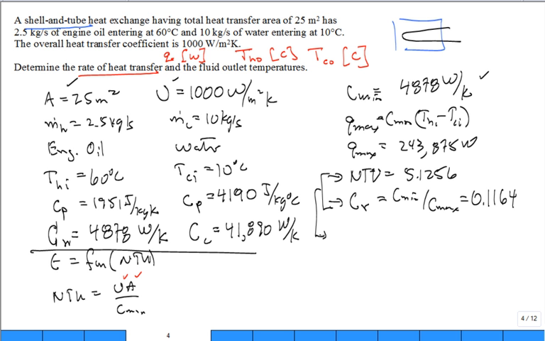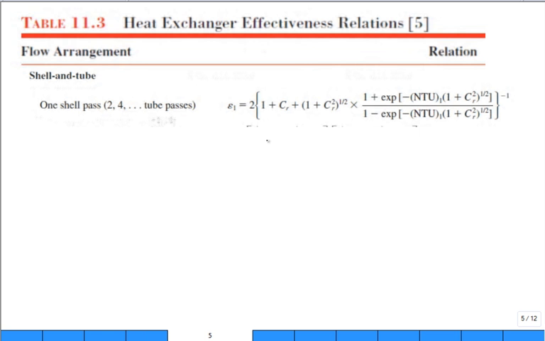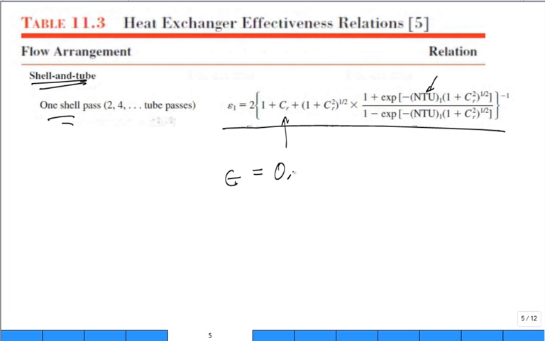I can get the effectiveness either graphically, if I have that available to me. It's not going to be that accurate. Or I can get it with an equation. So we have a shell and tube. I'll assume it's one shell pass. They didn't really give that much information. Put in C sub R and NTUs, and you can calculate the effectiveness with this equation to be about 0.937.